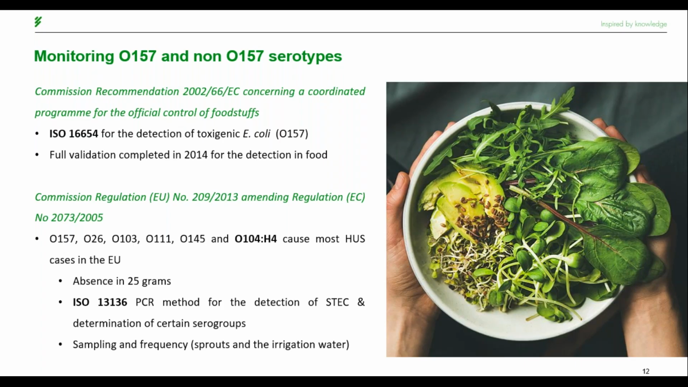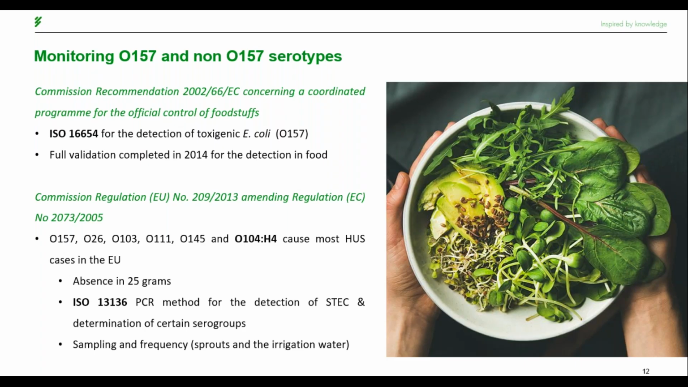Next, we have Commission Recommendation 2012/66, where ISO 16654 is recommended for the detection of toxigenic E. coli. Also, a full validation of this method by the EU Reference Laboratory for E. coli has been performed and completed since 2014, including for milk and sprouts.